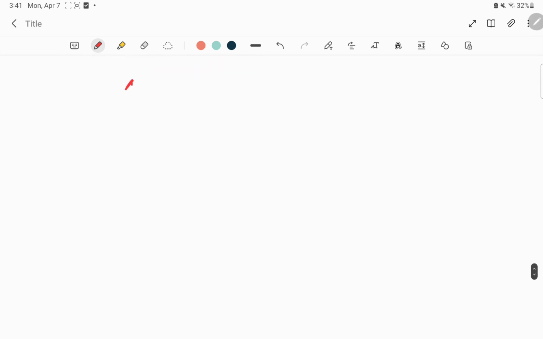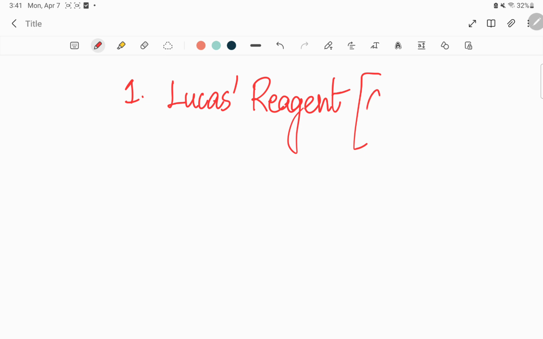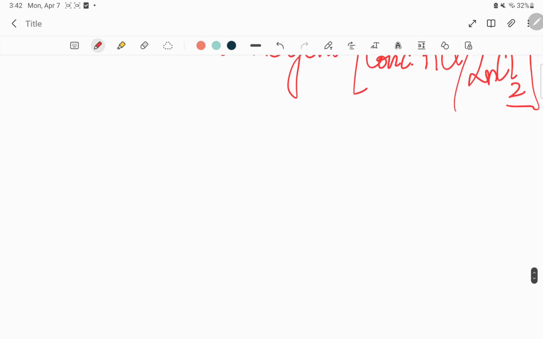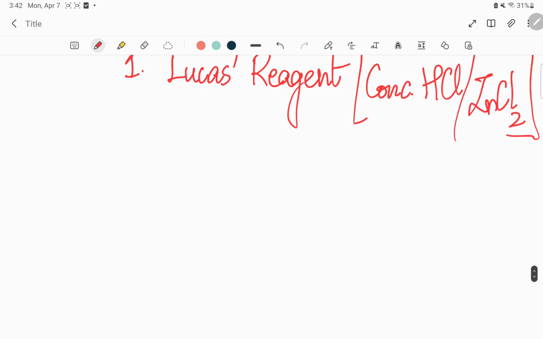So first we can use Lucas reagent. Now Lucas reagent is nothing but concentrated hydrochloric acid with zinc chloride catalyst, concentrated HCl with ZnCl2. This is known as Lucas reagent, and this is one of the most effectively used reagents to convert alcohols to haloalkanes.